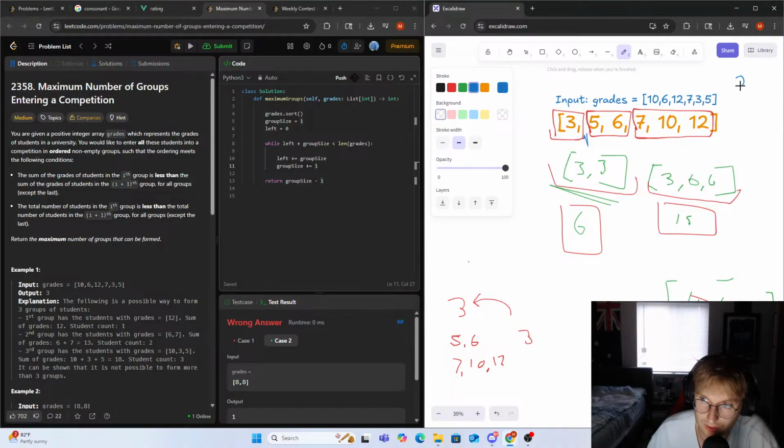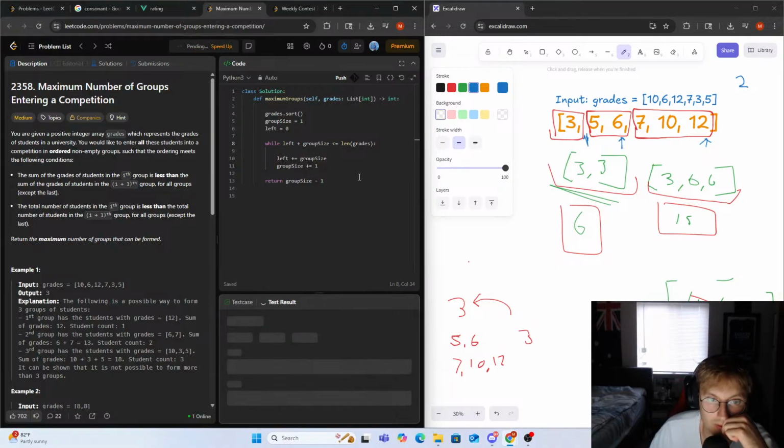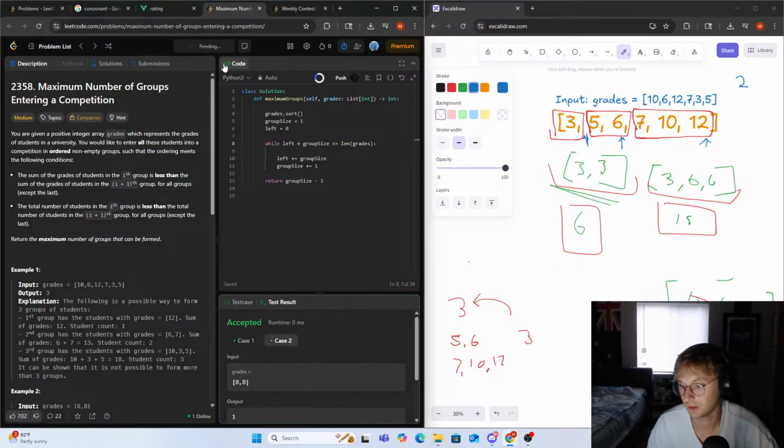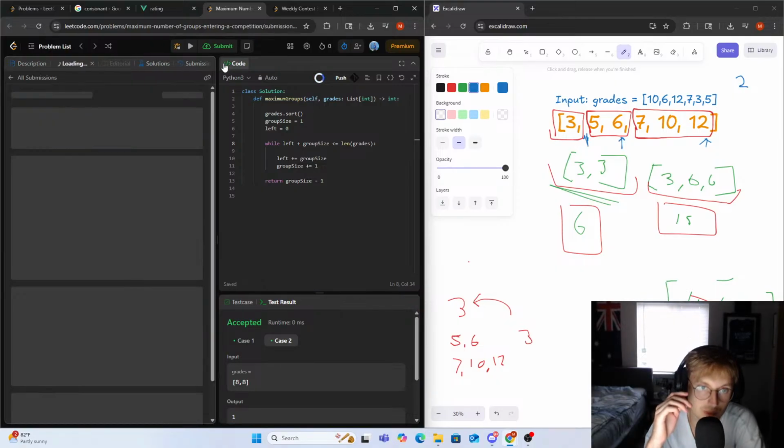Alright, so then our group size goes to 2. We go to the next iteration here. So our left is at 1, right? We go left plus or equal to group size. So now we're at 3. So now we're looking at here. Group size plus or equal to 1. Sorry, yeah. Then we add 3. Go to here. I think we need an equals here. I think that's why it's not working. There we go. Is that gonna pass? Okay.